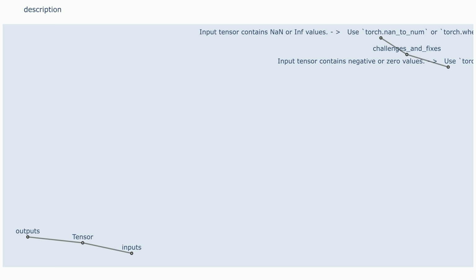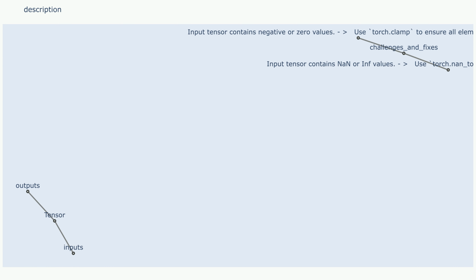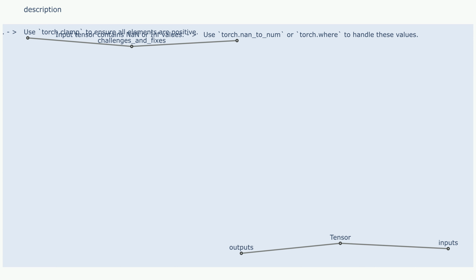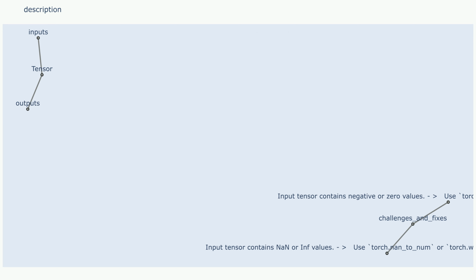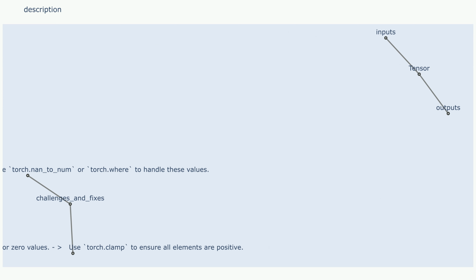YAML. torch.log. Description. The torch.log function calculates the natural logarithm of each element in a PyTorch tensor. It is a fundamental mathematical operation used in various domains like machine learning, data analysis, and scientific computing. Inputs. Input: a PyTorch tensor representing the input values. Details. The input tensor can be of any shape and data type supported by PyTorch. The function will compute the natural logarithm of each element in the tensor.